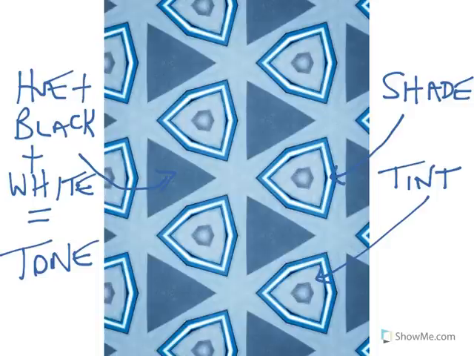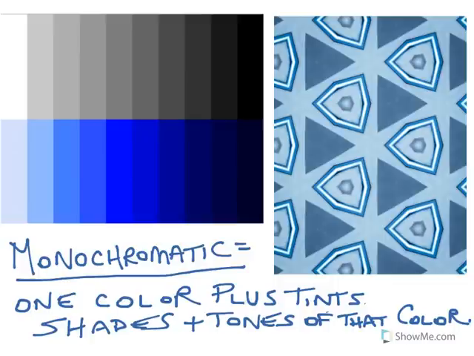So now we've learned about tints, shades, and tones. When you use a color plus tint, shades, and tones, that gives you a monochromatic painting. So in summation, a monochromatic color scheme is made by using one color plus tints, shades, and tones of a single color.